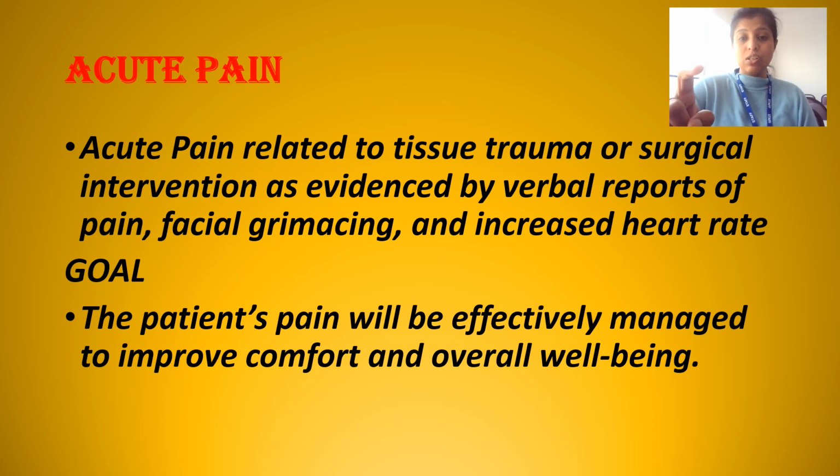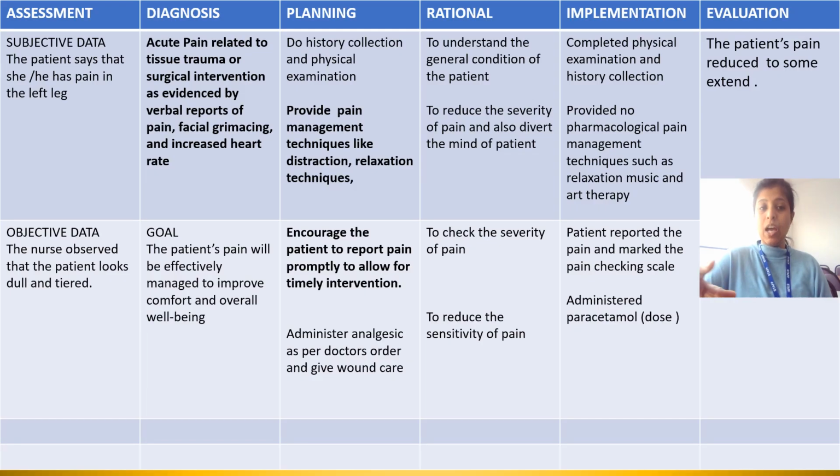So this is the nursing diagnosis and care plan. Guys, you have to write like this. The words 'evidenced by' are important, and 'related to' is important. Those connecting words are important in a nursing diagnosis. Acute pain related to tissue trauma or surgical intervention as evidenced by verbal reports of pain. And coming to the goal, write your goal in future tense: the patient's pain will be effectively managed to improve comfort and overall well-being. This is a major part of your examination, writing the nursing care plan. Based on the symptoms and problems of your patient, you have to plan your care plan.